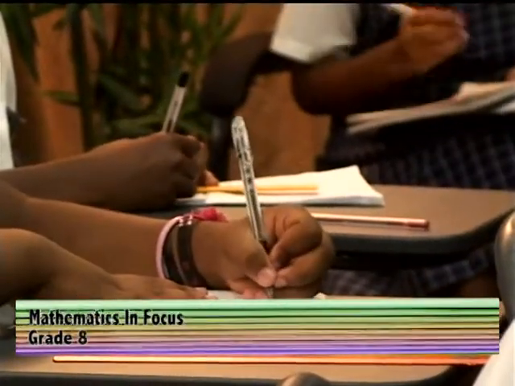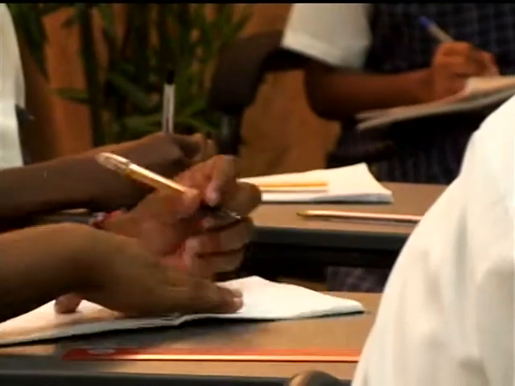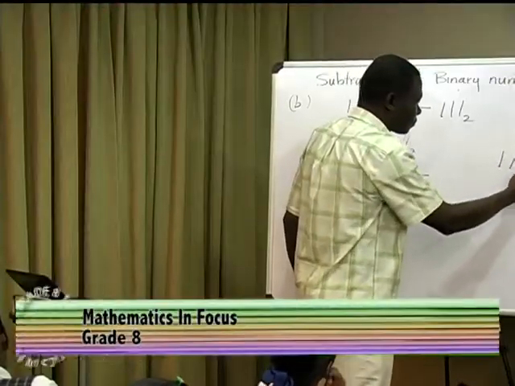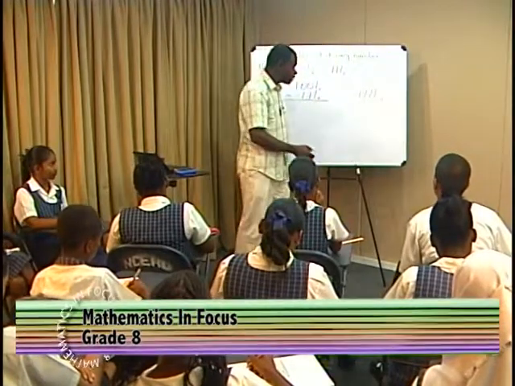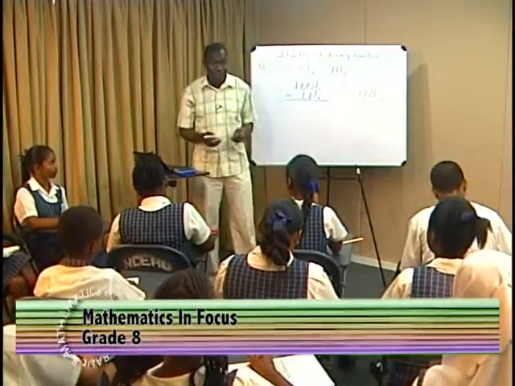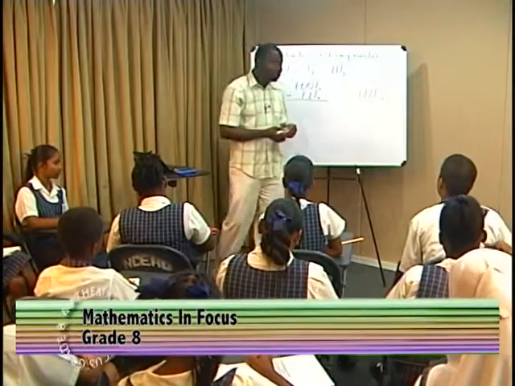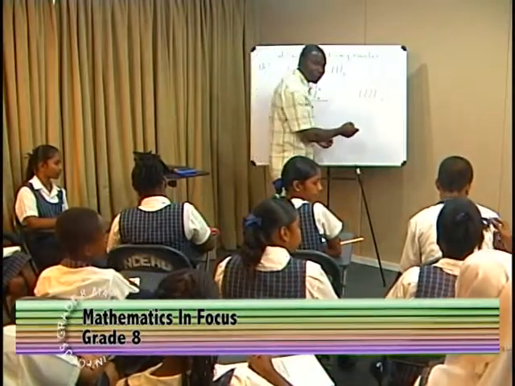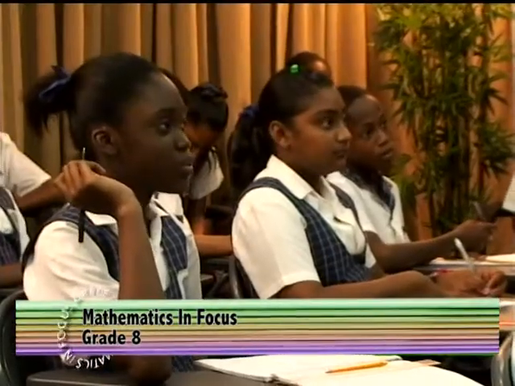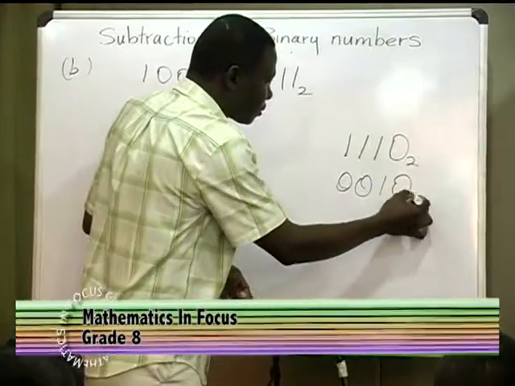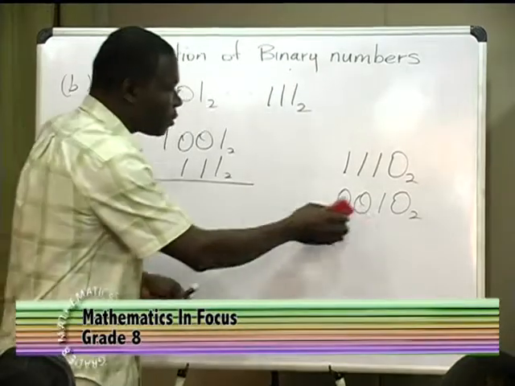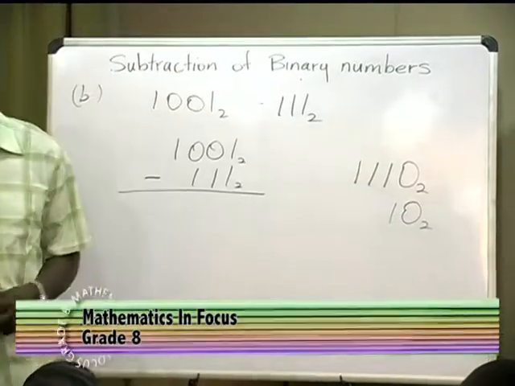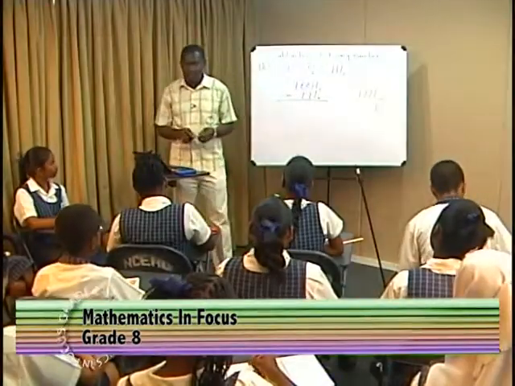Someone is finished? Who's saying finished? Yes, Vasha, what's your answer? 1110. 1110 base 2. Yes, important to say base 2. Anyone else with a different answer? Yes, Donika, you have a different answer. What's that? 0010. Or we could say 10. We can just say 10, huh? We can drop off these 4 zeros. So we have two completely different answers there.